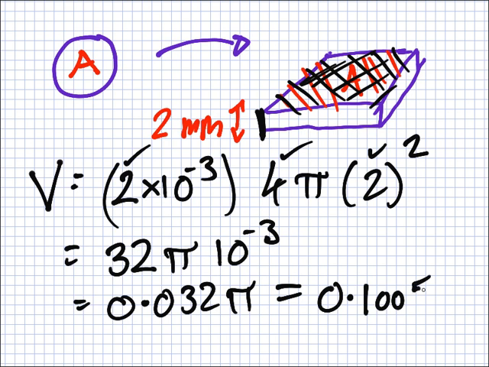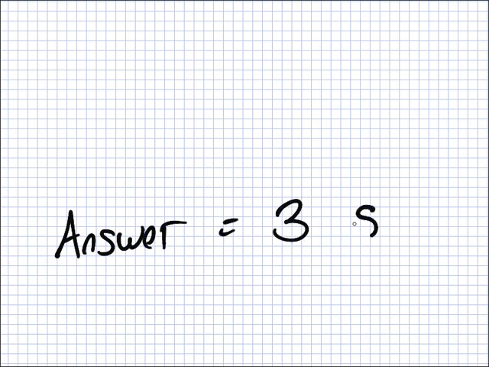0.1005. Yeah, 53 meters cubed. How many numbers? We'll talk about that in a moment. I haven't said that yet, so I should say it now. In the exam, your answer must be 3 significant figures.